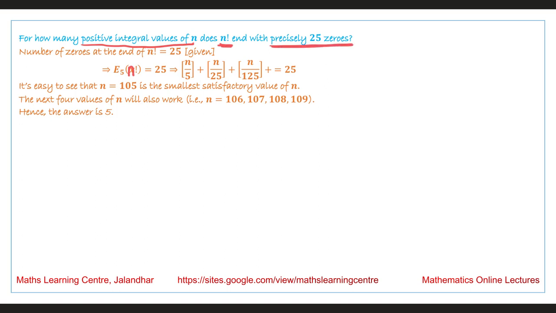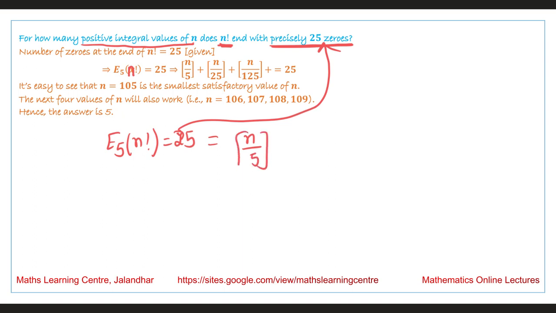So suppose the number n is such that the exponent of 5 in n factorial should be equal to 25. It is given over here. So the value of this term will be the greatest integer of n by 5, plus the greatest integer of n by 25, plus the greatest integer of n by 125, and so on.